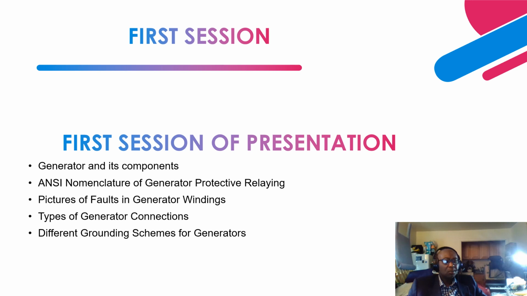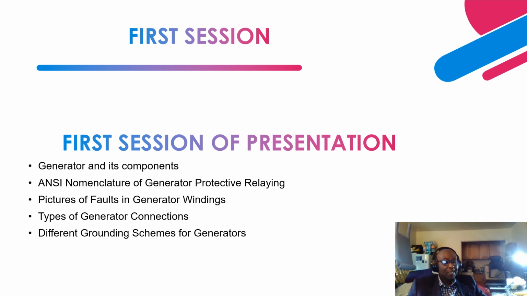This session is going to comprise of the generator and its components as you see it in a typical power plant, and I'll also talk about ANSI nomenclature for generator protective relays. As you know, protective relay engineers basically speak in numbers. Our jargon is based on numbers. So if a protective relay engineer says 87, definitely you know what he's talking about. He's talking about differential protection. So we'll talk about ANSI designated nomenclature that is basically designated for generator protection elements.